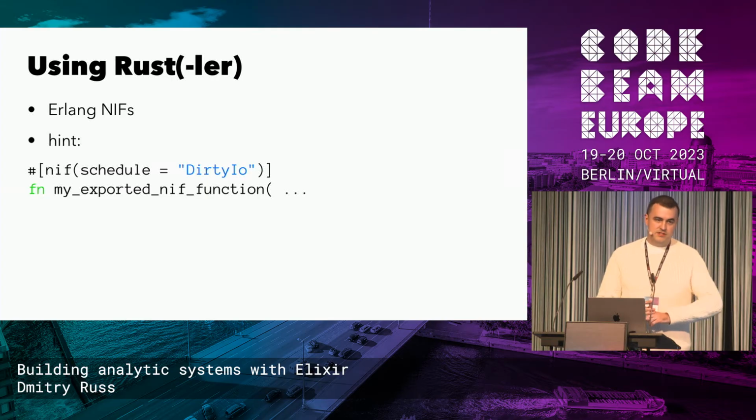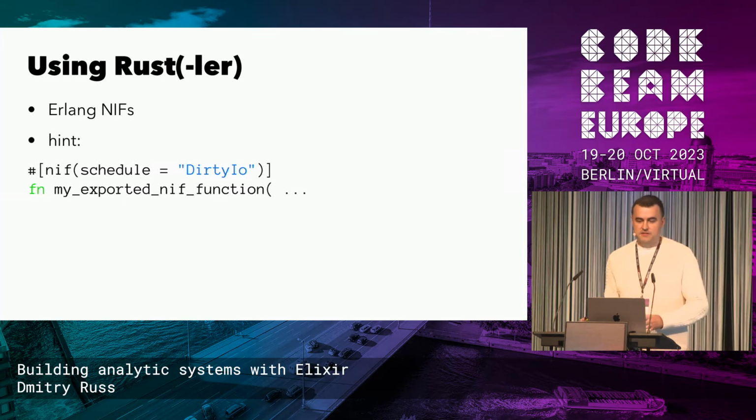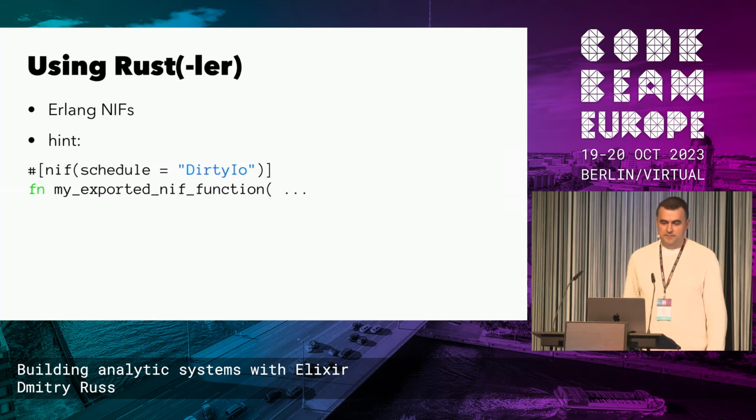I did not find this in the Rustler documentation, but this is how you can define this by schedule and just specify if it should use DirtyIO or DirtyCPU.